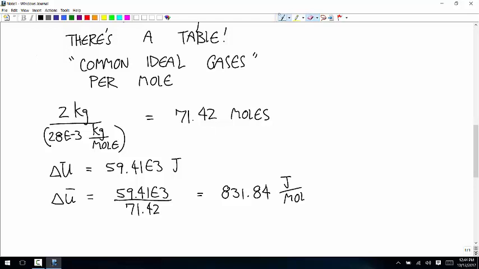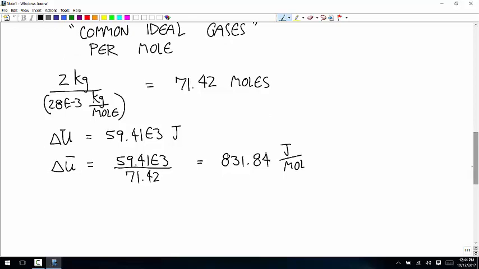Okay, so tables don't give you change values, they give you state values. And so what we're going to have to do is figure out what the internal energy was at state 1 and then add our change to get the internal energy at state 2. Anybody have any questions yet about where we are in this problem?